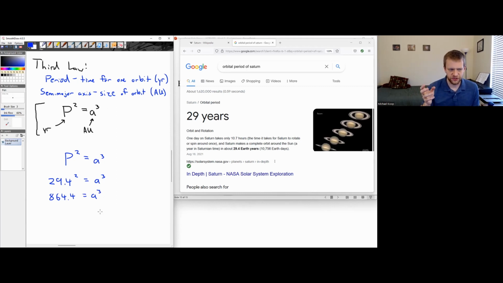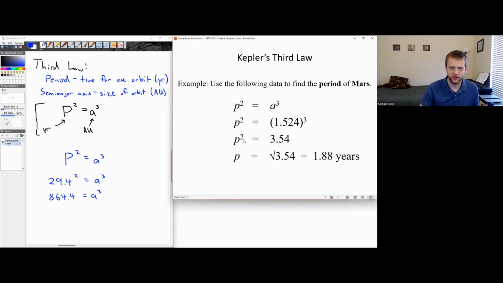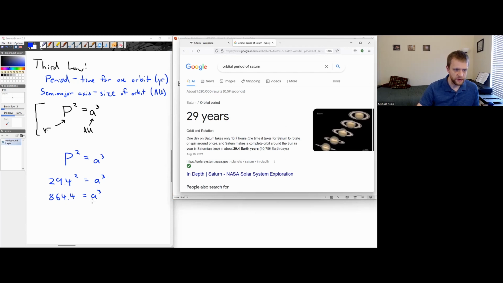But now we have a little bit of difficulty, because we have the semi-major axis cubed, but how do we get that back to just being the semi-major axis? In the last example, when I had something that was squared and I wanted to undo that square, I took the square root of that quantity. In this case, I've got the semi-major axis cubed, so if I just want to get the semi-major axis, I have to take what's called the cube root of both sides. So at this step, we'd want to take the cube root.